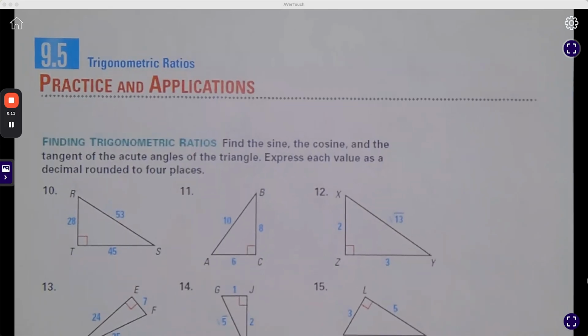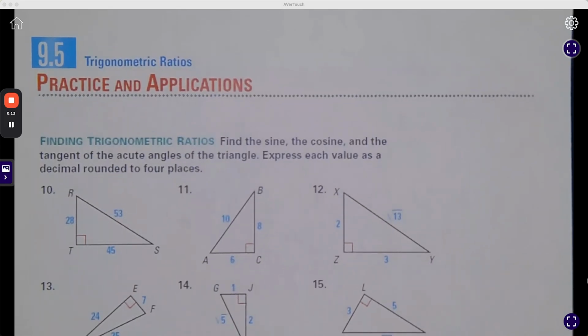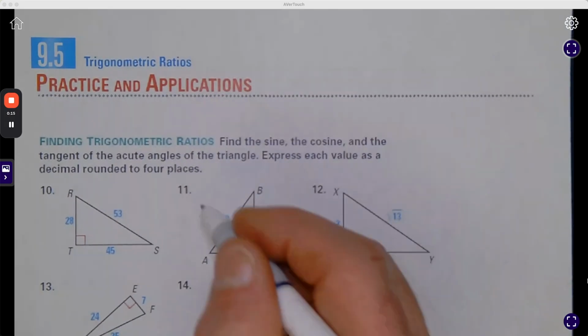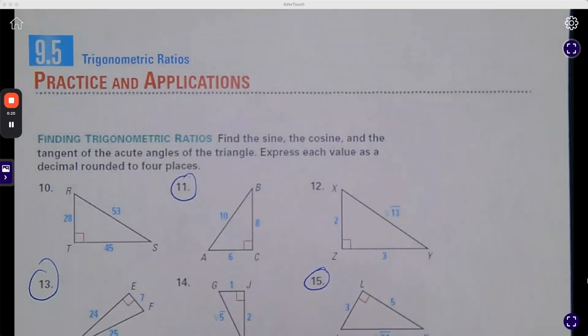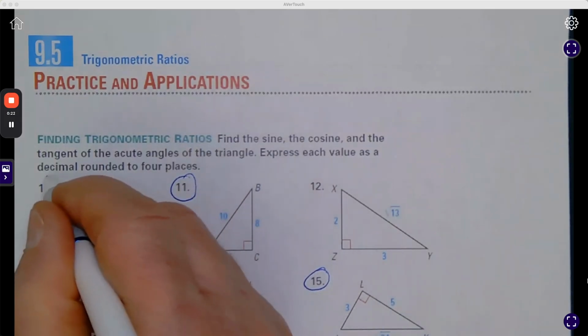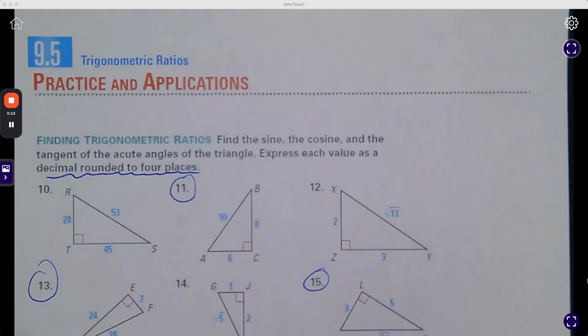We're going to do 9.5 trigonometry ratios, practice and applications. We're doing problem numbers 11, 13, and 15. Notice how they want us to round to 4 decimal places. Thank you, Mr. Nordling, for pointing that out. All right, let's do it.